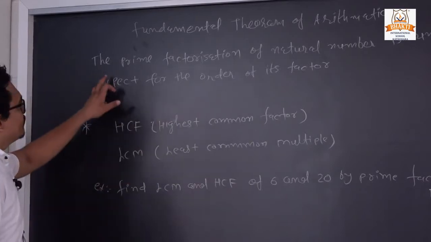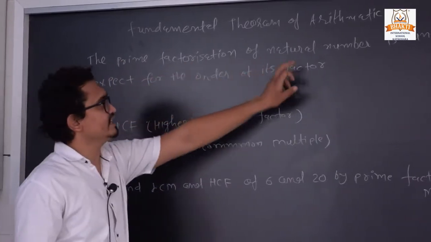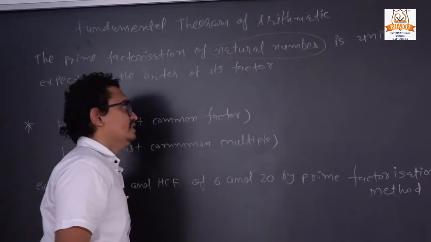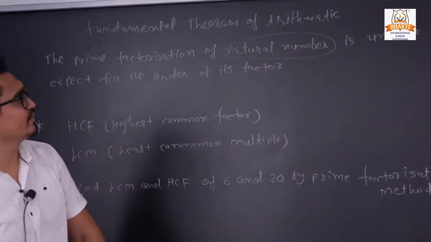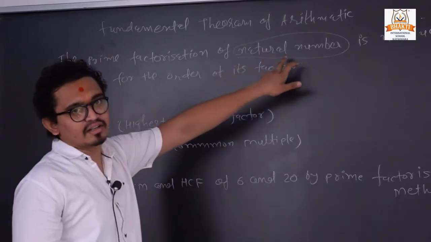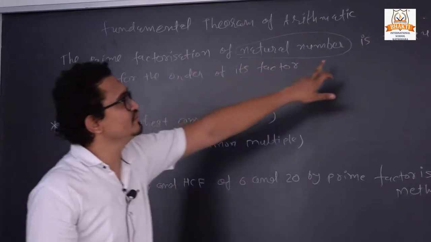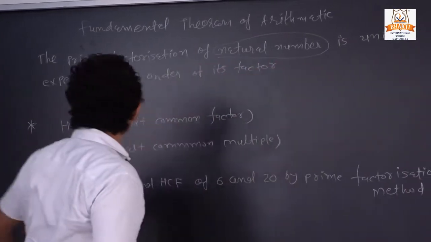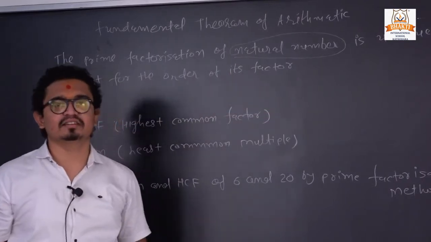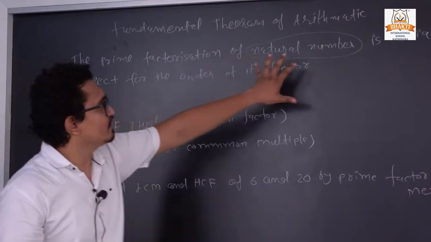So what is its statement? The prime factorization of a natural number. You are familiar with natural numbers. Natural numbers start from 1, 2, 3 like that. If we take any natural number and take its prime factorization, it is always unique, except for the order of its factors. The order may change, sometimes 2, 3 may come before, but the factorization always remains unique.